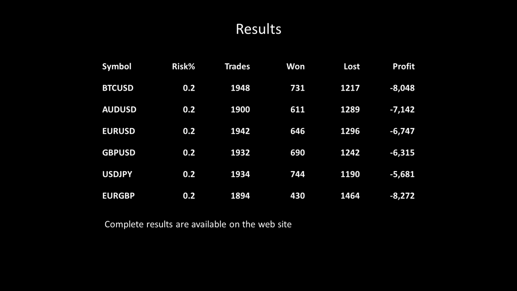So I'm going to run this again on a 60-minute chart. I'm not making any changes to the settings. I'm even leaving this at a 0.2% risk, but I'm going to run the same symbols and just change to a 60-minute chart over the same 6-month time frame.